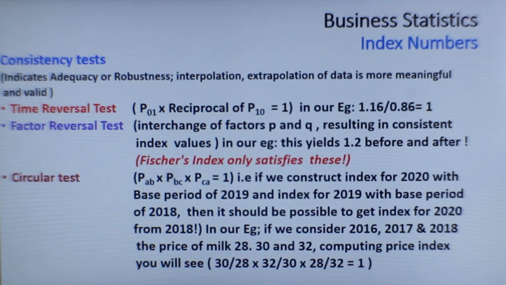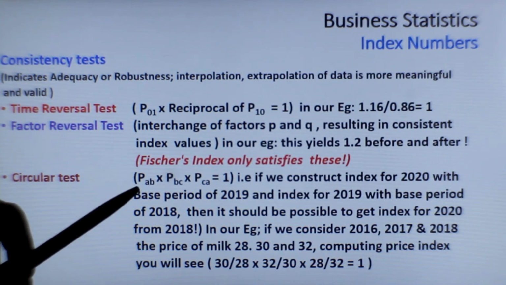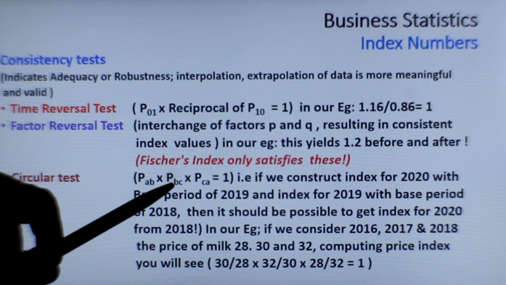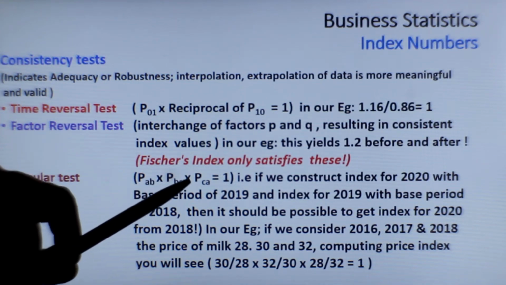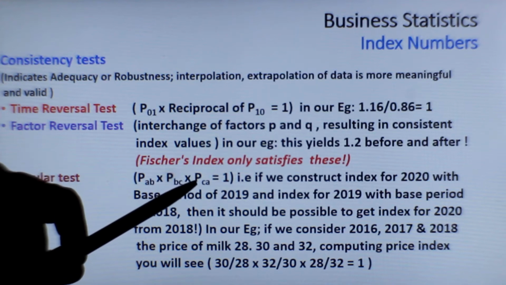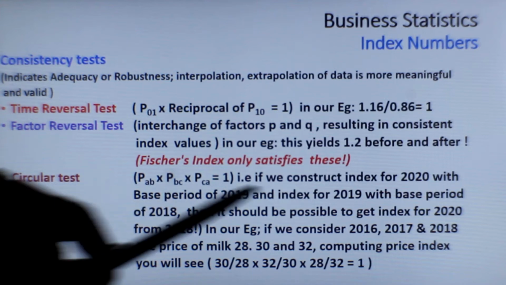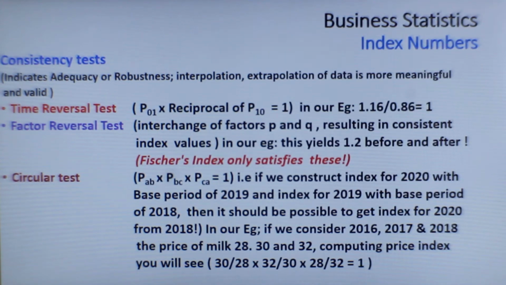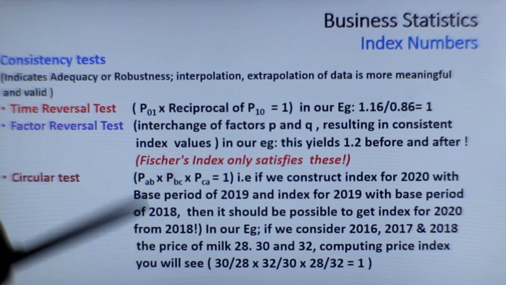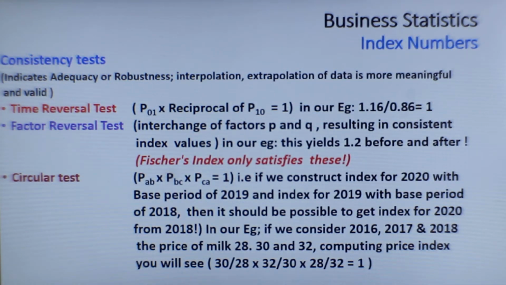In the circular test, what we do is that the index number with a base period of A and a current period of B, multiplied by the index number of base period B and current period C, and multiplied by the index number of base period C and current period A, should be equal to 1. That means that if you construct the index number for 2020 with a base period of 2019 and the index number for 2019 with a base period of 2018, then it should be possible to get 2020 straight away from 2018.